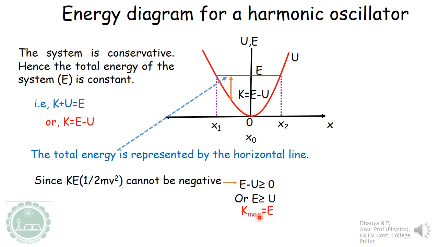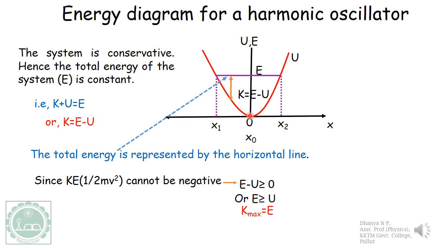Maximum kinetic energy means maximum speed. Half mv square is the expression for kinetic energy. That is, when kinetic energy is maximum, speed will be maximum. The particle crosses the equilibrium position with maximum speed. Here, at the equilibrium point, the kinetic energy is maximum, that is, velocity is maximum.